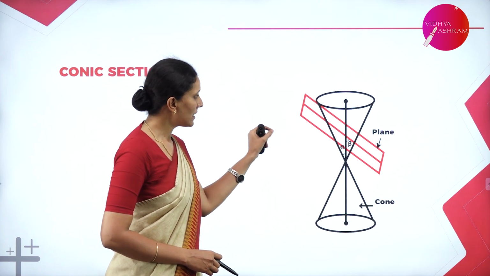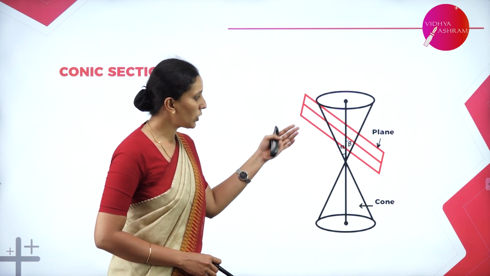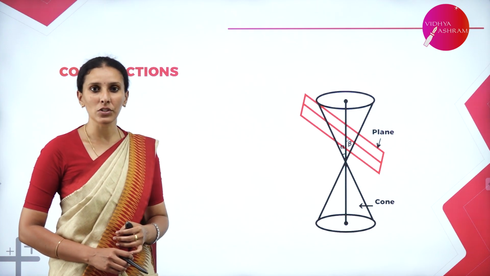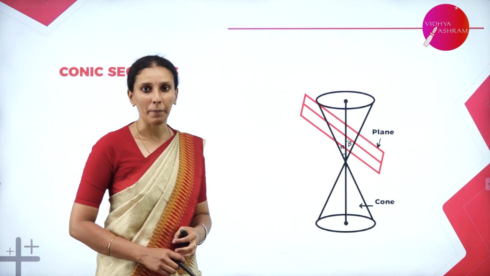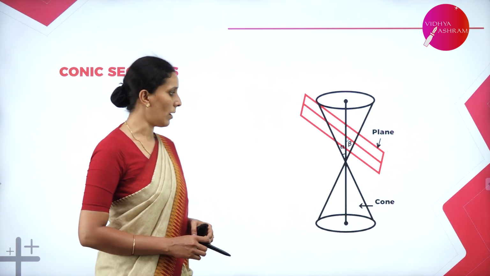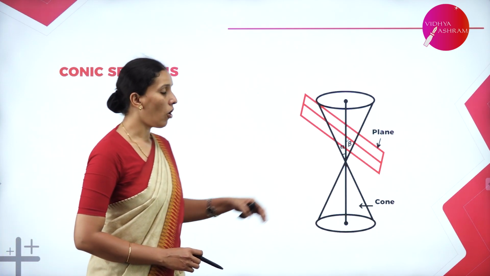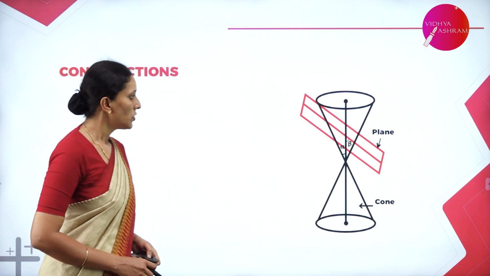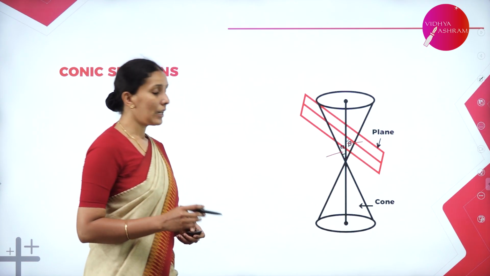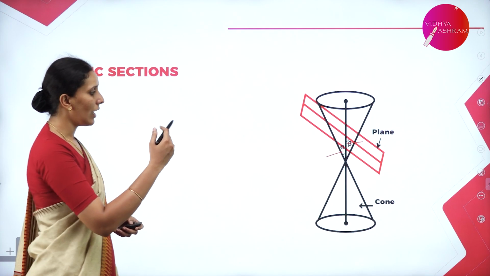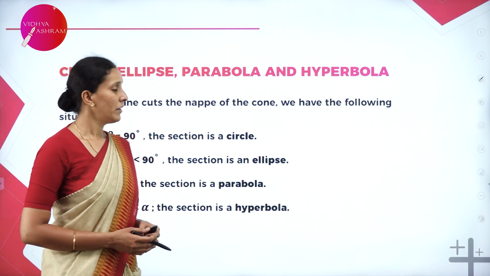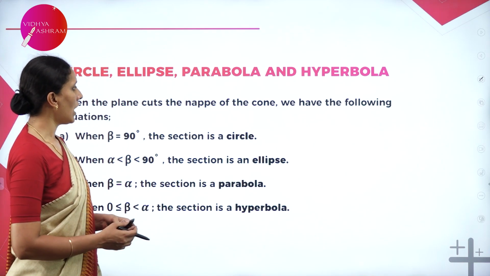So when we insert a plane with respect to these cones, we will get basically four types of curves. In that, the first one is the circle, the second is the parabola, the third is the ellipse, and the fourth one is the hyperbola. So let us see how we are going to get all these four types of conic sections. You can clearly see I have mentioned an angle alpha and beta here. Basically, with respect to alpha and beta, we classify the four types of conic sections: circle, ellipse, parabola and hyperbola.